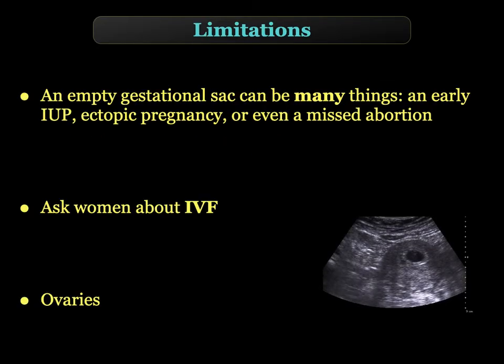There are several limitations that we need to consider when performing a transabdominal OB ultrasound. An empty gestational sac can be many different things. Certainly, most likely, an early intrauterine pregnancy that we just can't see yet on transabdominal ultrasound. However, an empty gestational sac could also mean that this patient has an ectopic pregnancy, or if they've been bleeding for several days, a missed abortion, and thus no contents in the gestational sac.